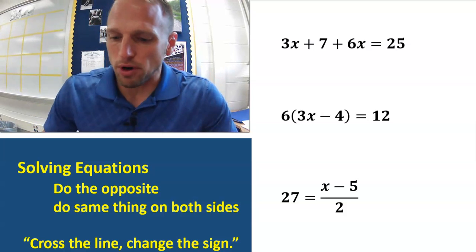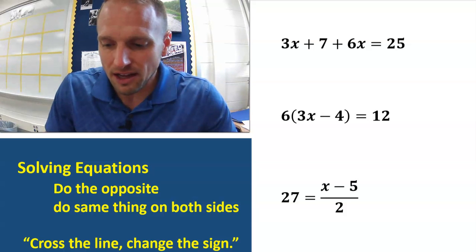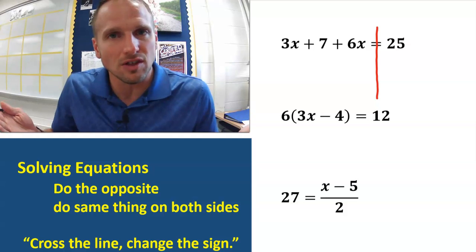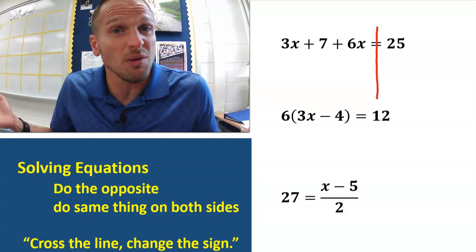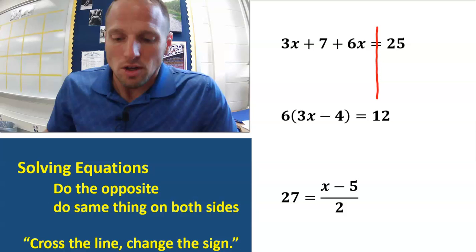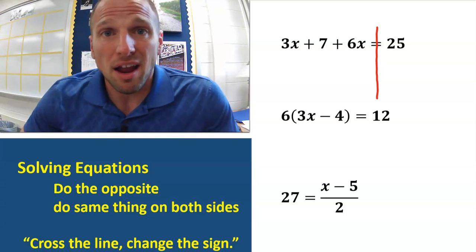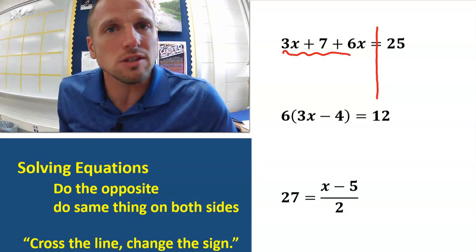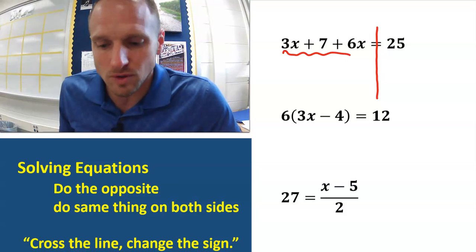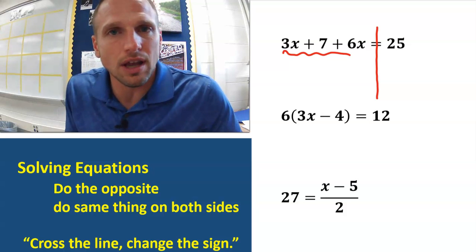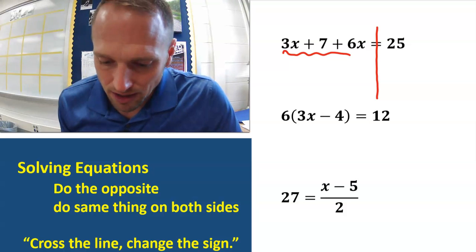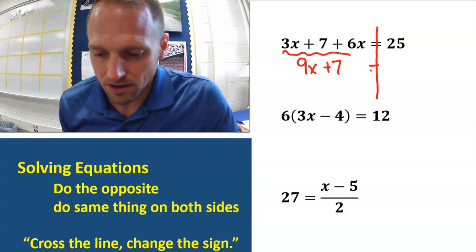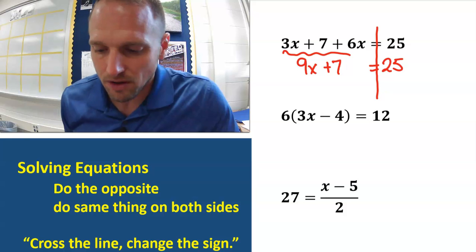So let's look at this first problem. Again, we've got an equal sign. And so I'm going to draw a line down through here just to help me remember that both sides of this equation are the exact same. They're completely balanced. They have the same value. So as I'm looking at this, I've seen something just like this on the left. We've seen that before. We know how to simplify that. Let's just combine our like terms. So I've got a positive 3x and a positive 6x. That's going to be a 9x plus 7 is equal to 25.